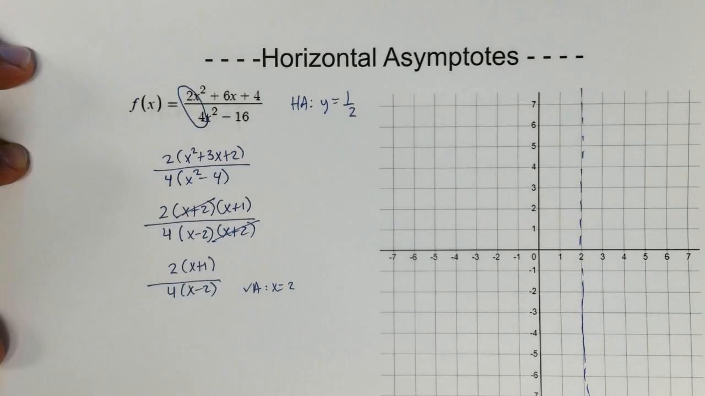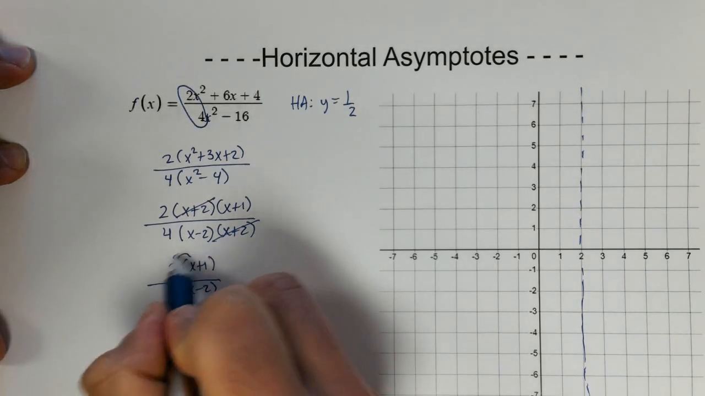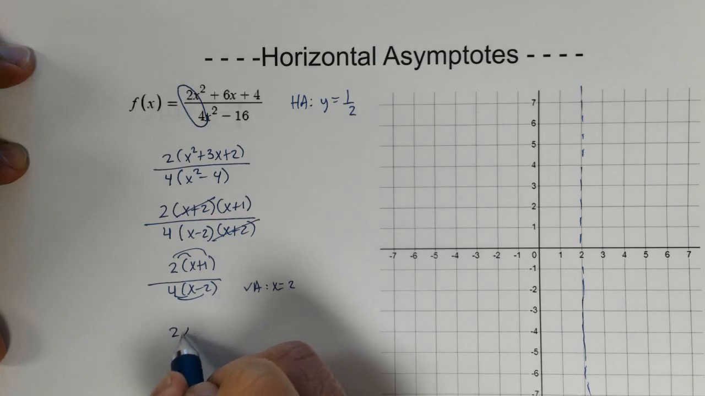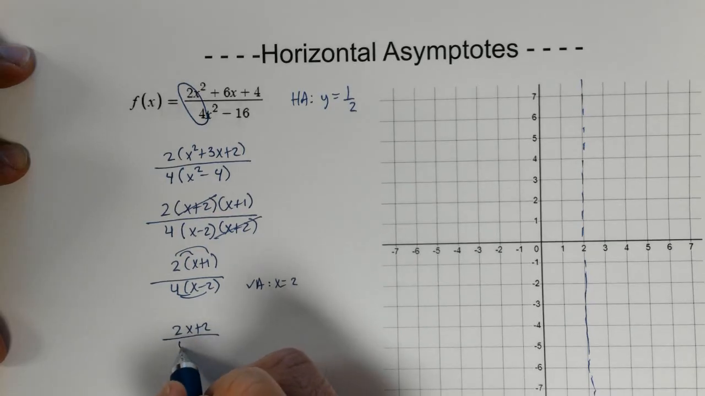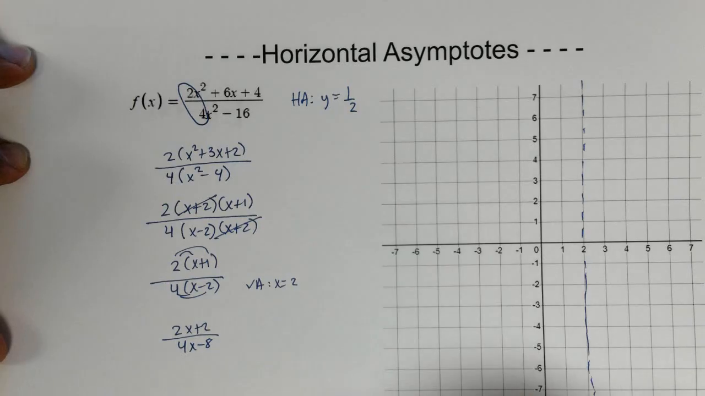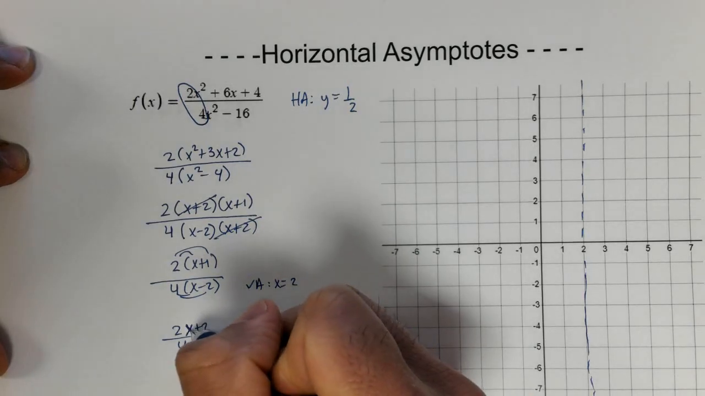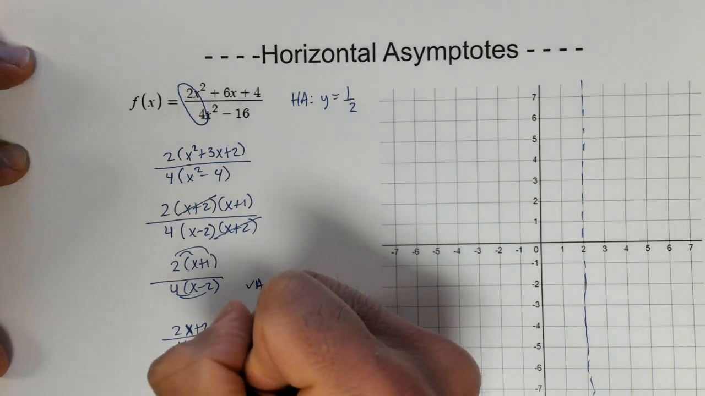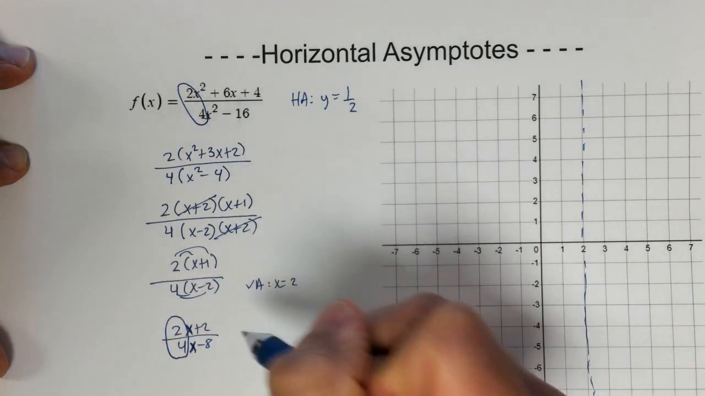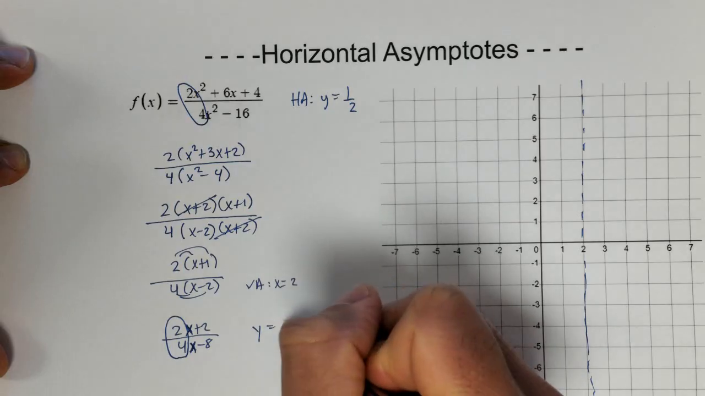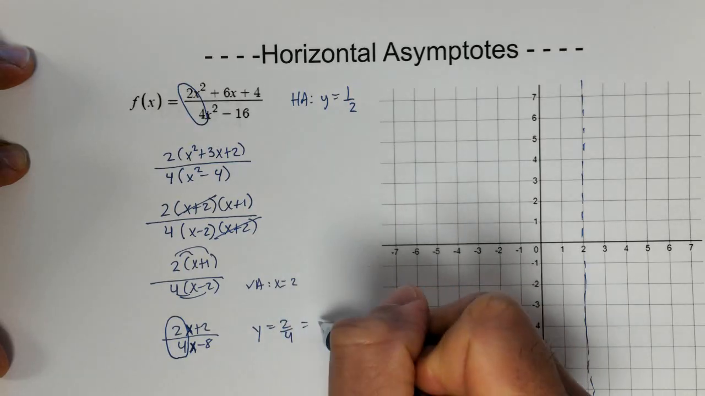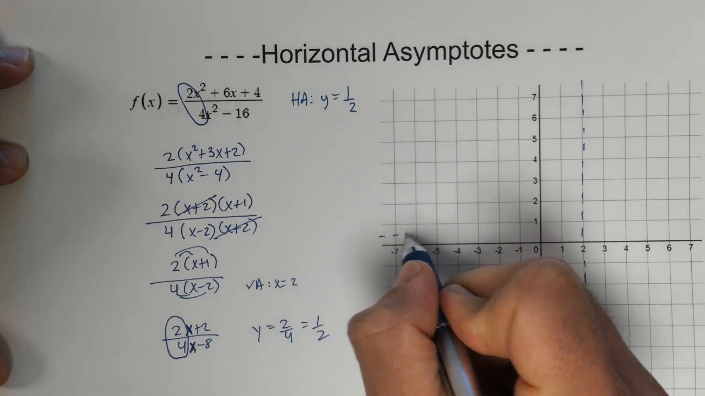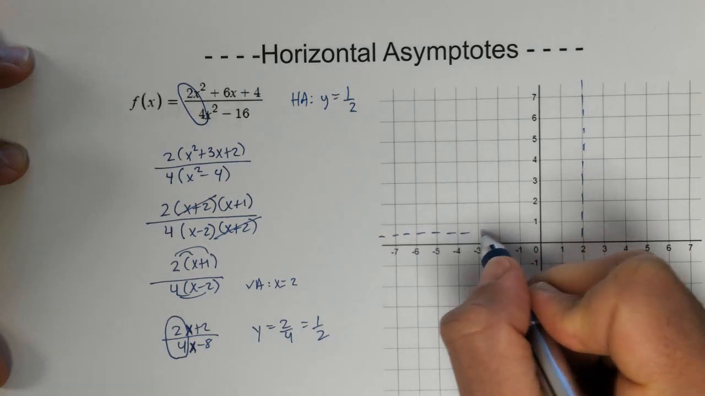I can distribute if I like. The function is simplified as (2x plus 2) divided by (4x minus 8). Notice how the numerator's exponent matches the denominator's, so I can use the ratio of the coefficients here. So y equals 2 over 4, or 1/2. I can go to y equals 1/2, and there's my horizontal asymptote.